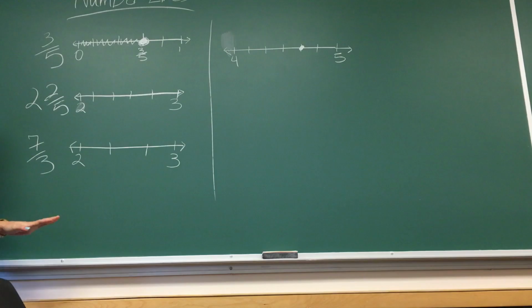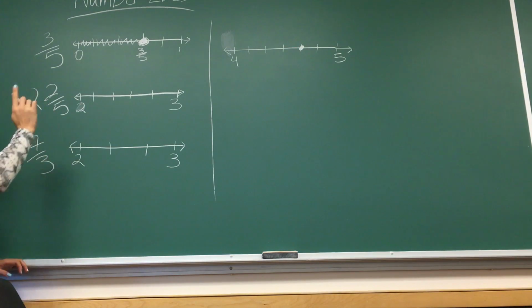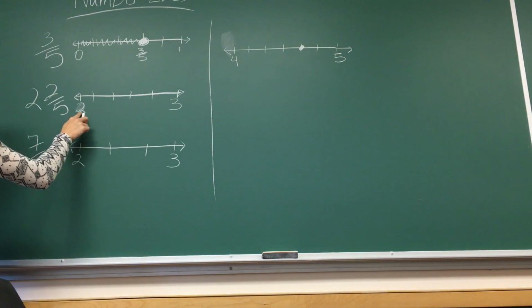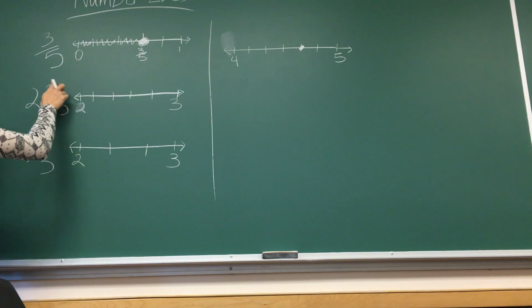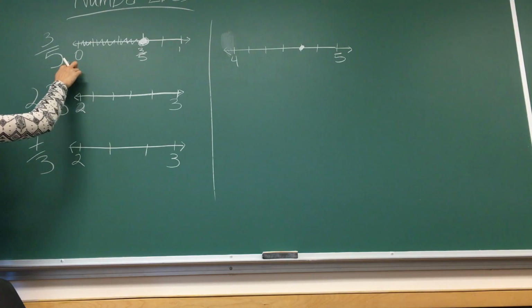This is a mixed number now. We have 2 and 2/5. So remember, the 2 in the front means we have 2 wholes already. That's why we're starting at the 2 on the number line here. And this proper fraction is similar to what we did up here.